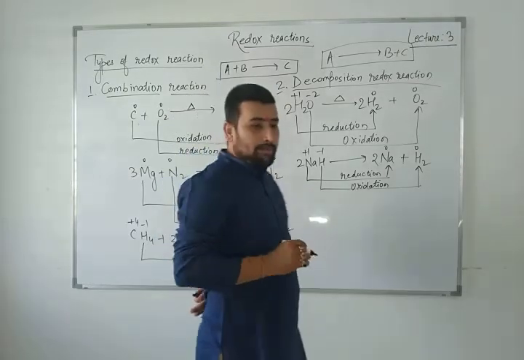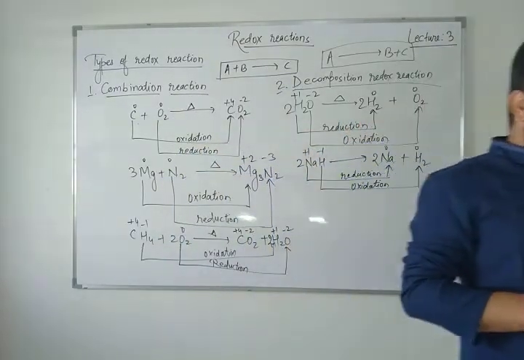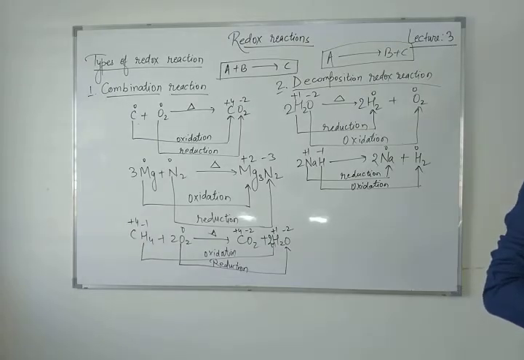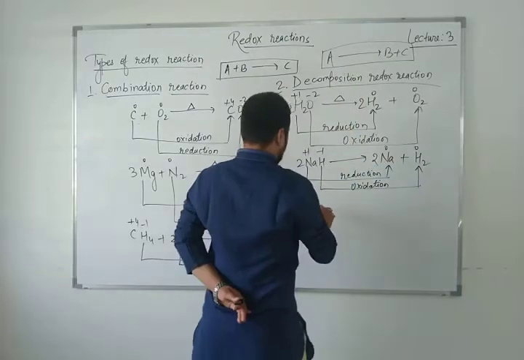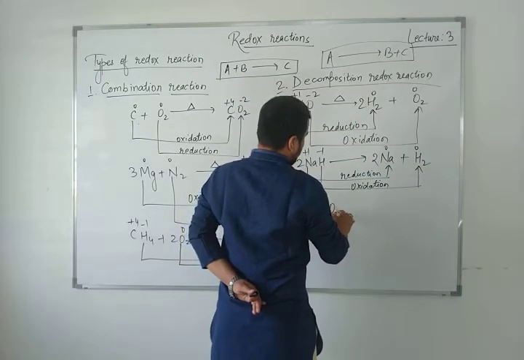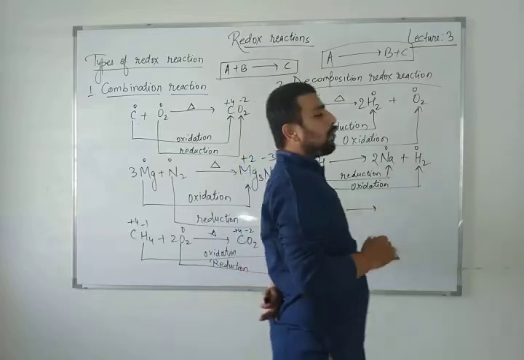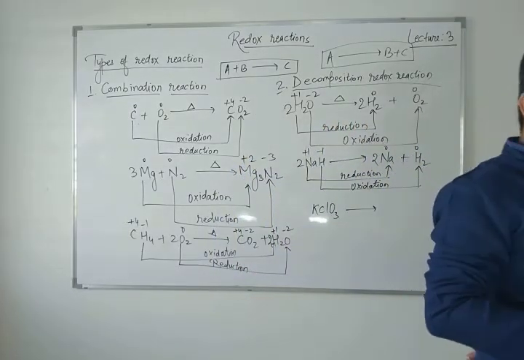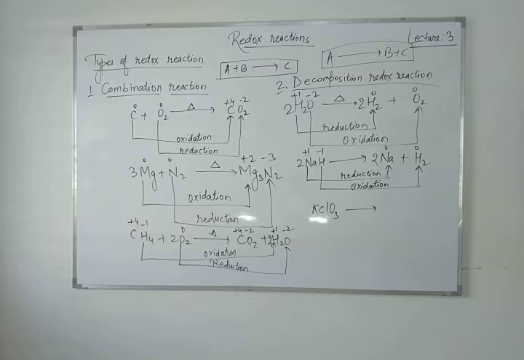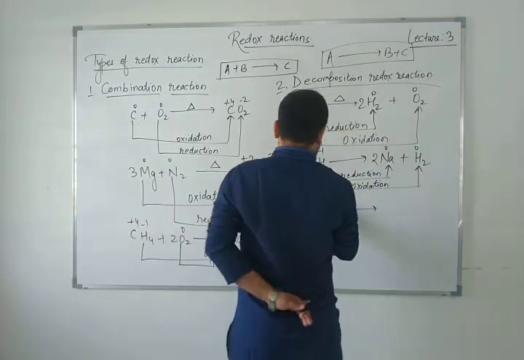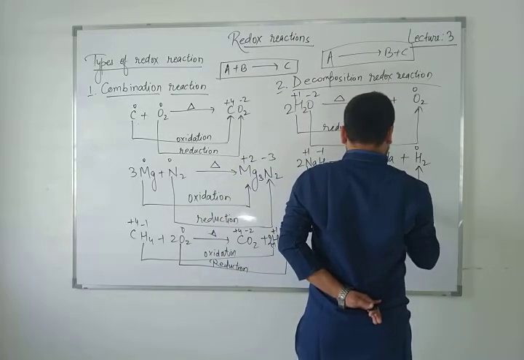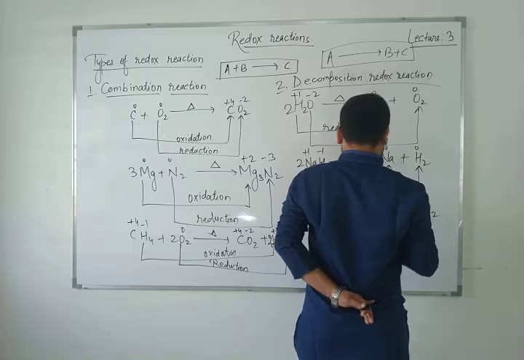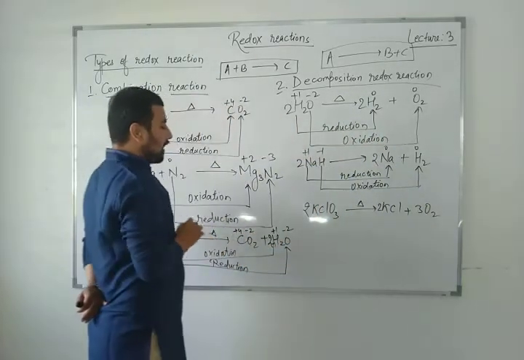And the third example, which is already given in the NCERT, is potassium chlorate, KClO3. Can you tell me which form potassium chlorate decomposes into? It will decompose into potassium chloride and oxygen. Potassium chloride and oxygen. So you can see this reaction is a balanced reaction.